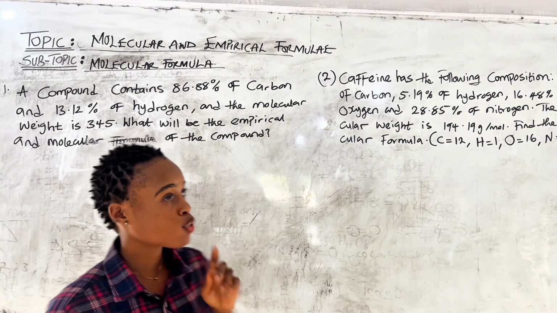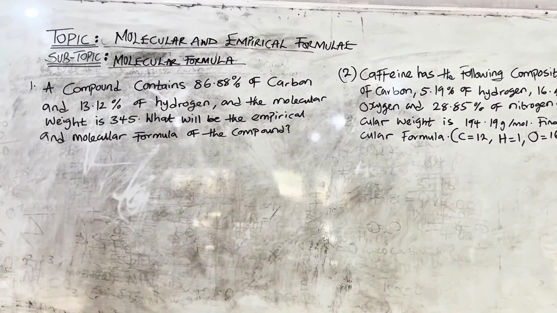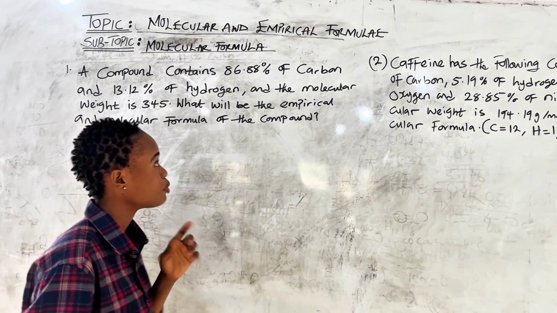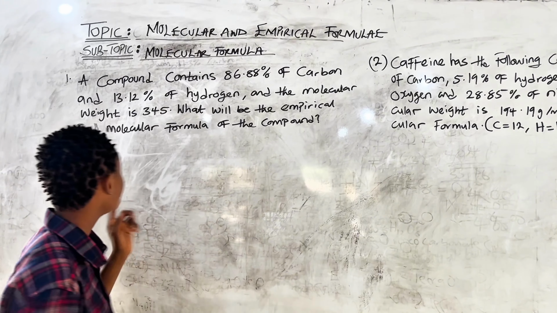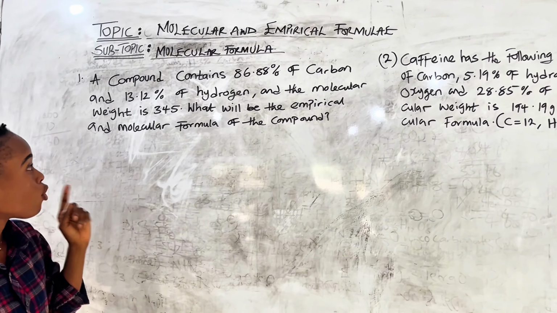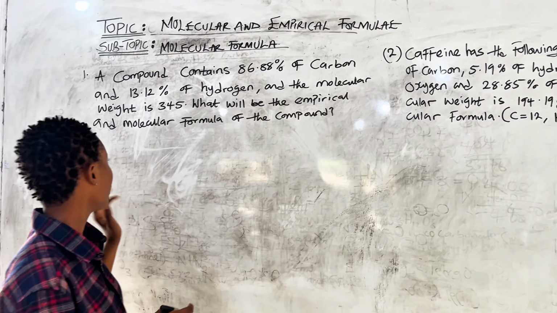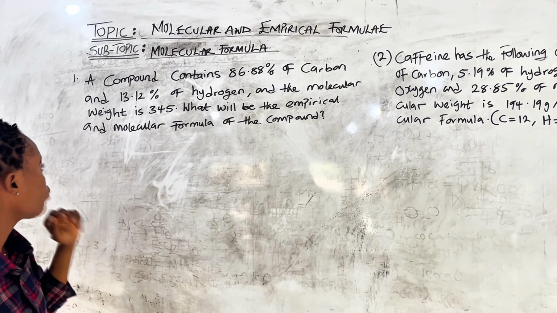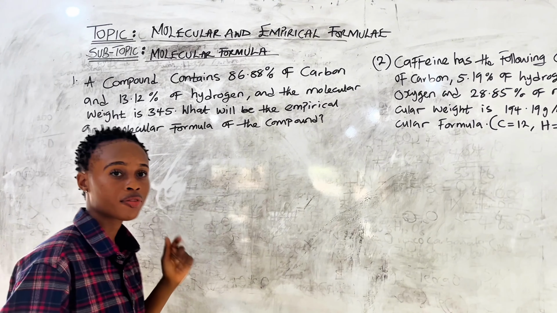The first question on the board says: a compound contains 86.88% of carbon and 13.12% of hydrogen, and the molecular weight is 345. What would be the empirical and molecular formula of the compound?